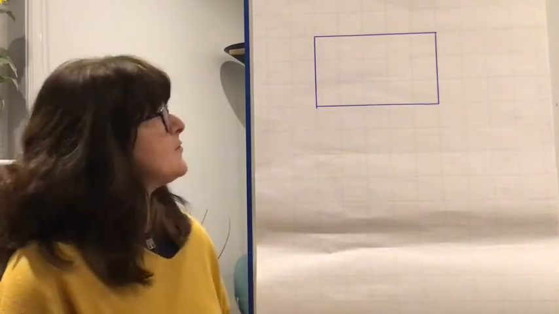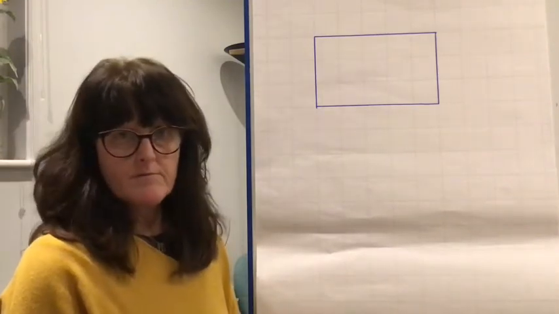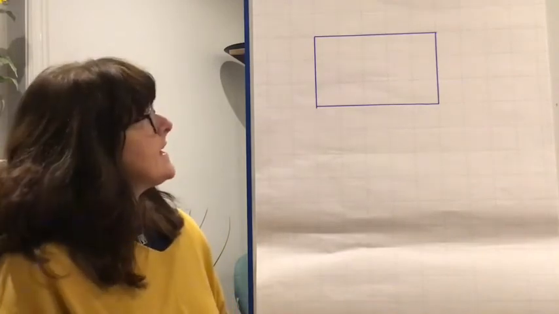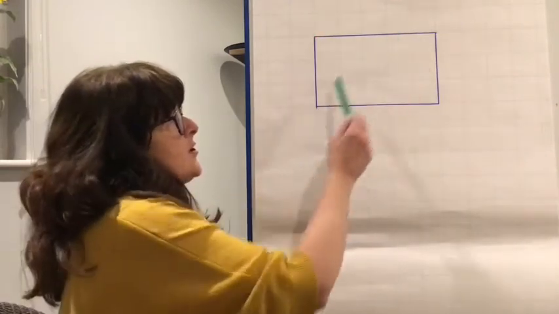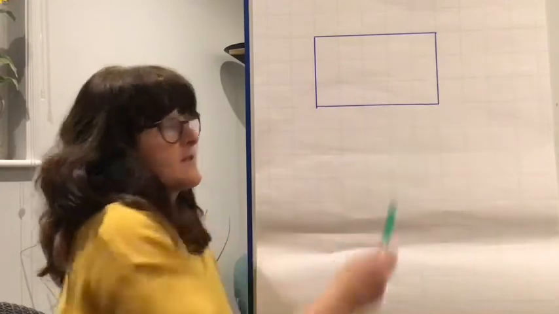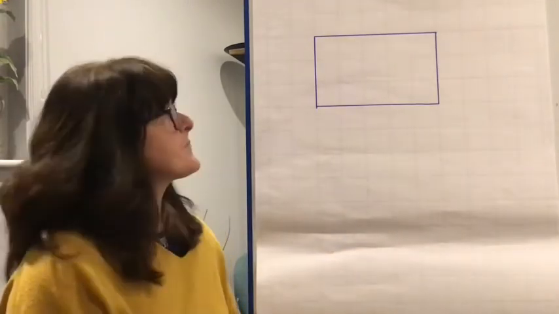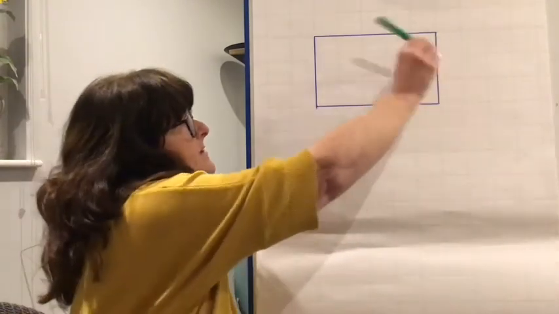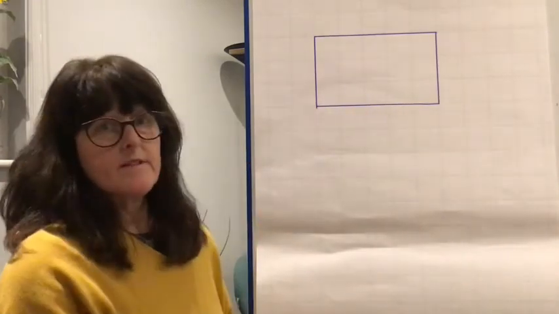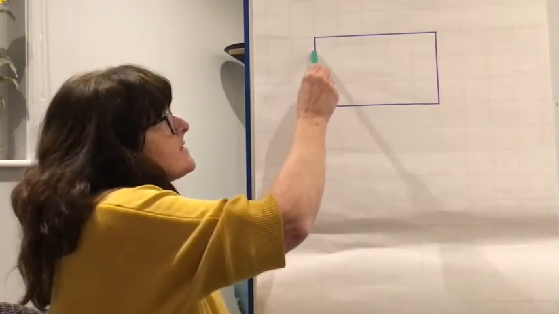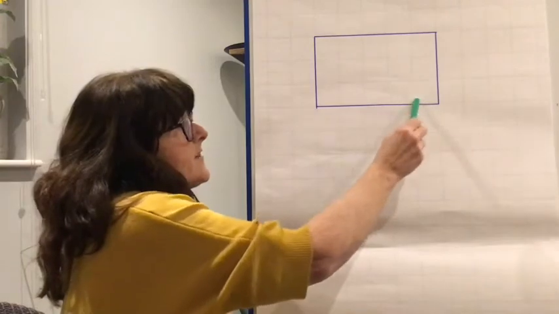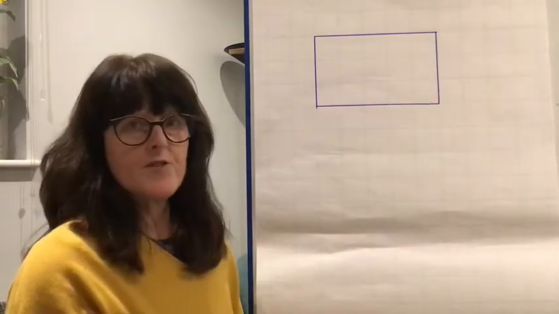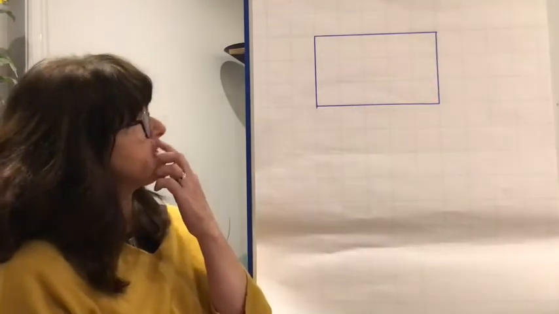Well, first of all, it's a quadrilateral, so it has 4 sides. It also has 2 pairs of parallel sides, and the opposite sides are the same length. It also has 4 interior angles of 90 degrees. So let's have a look at this rectangle.